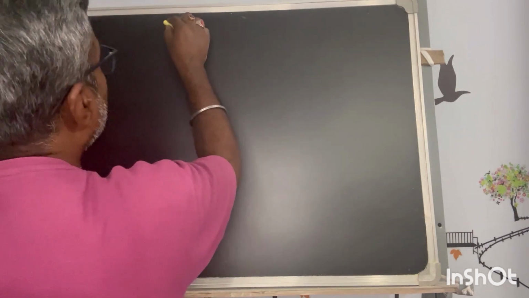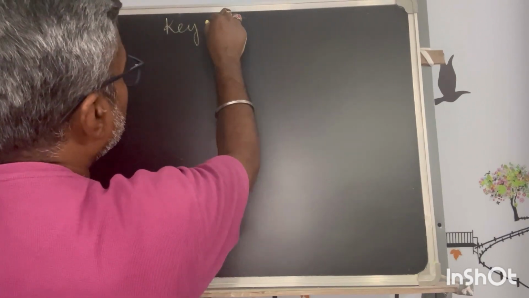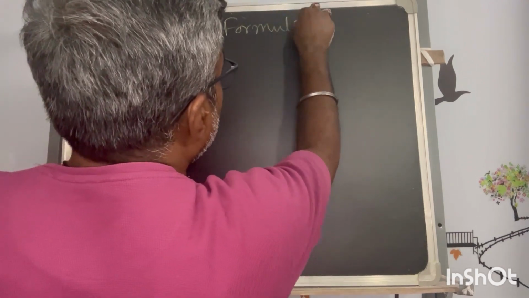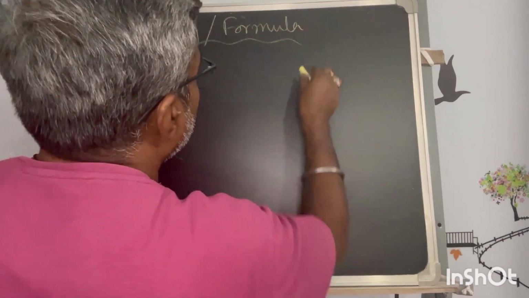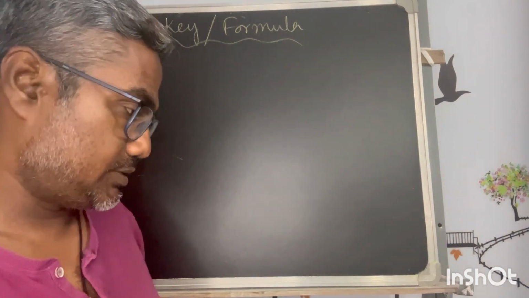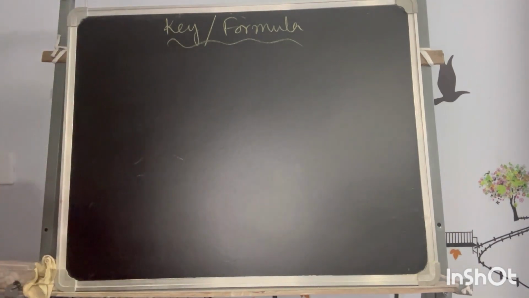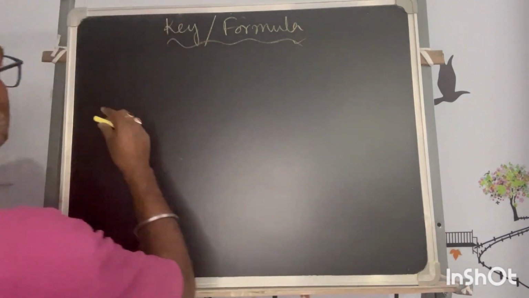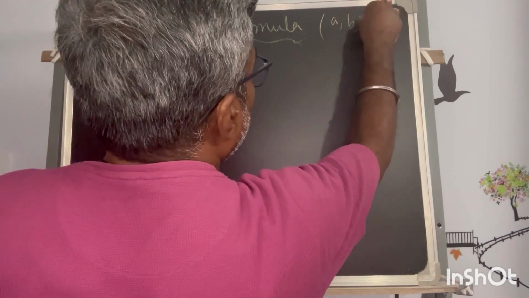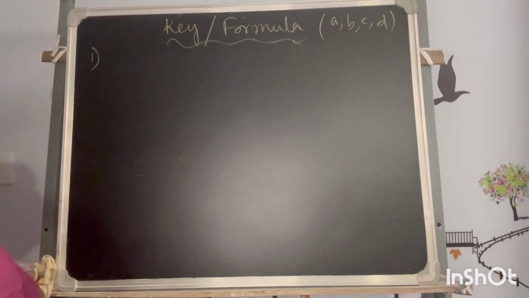Now we'll learn some key formulas, or the formulas that can be used. These are some byproducts of this ratio and proportion, where we'll talk about four quantities.